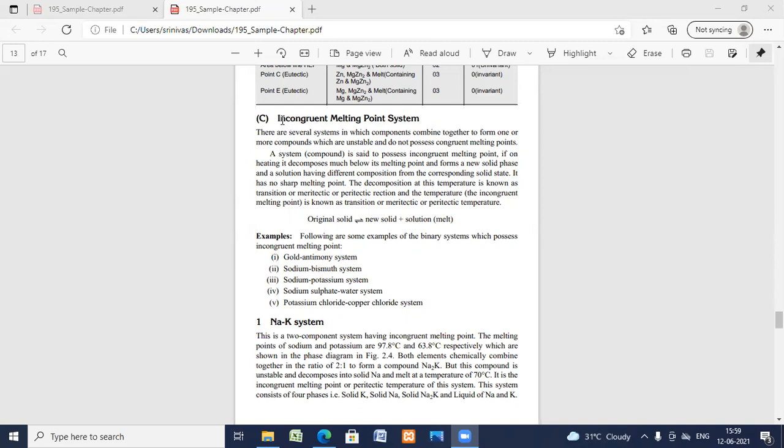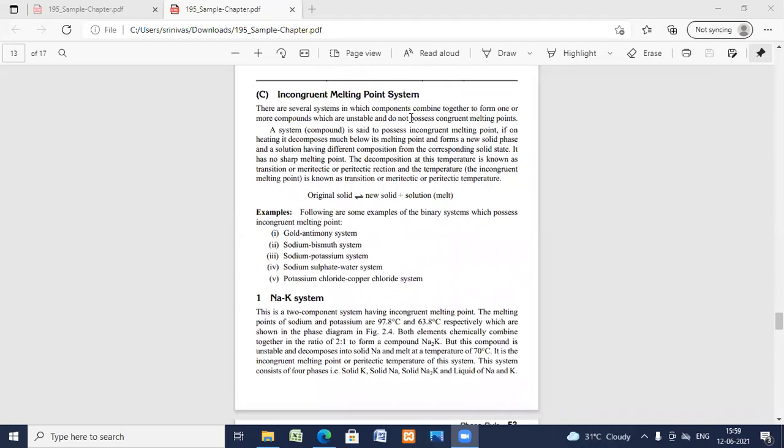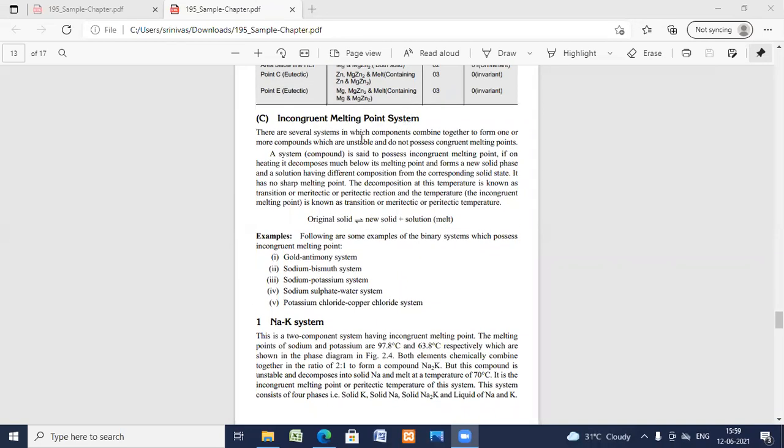Today's class, I'm going to explain about incongruent melting point systems. The phase rule, we have studied the phase rule of the heterogeneous systems. It was proposed by Willard Gibbs in 1874. Here we have discussed about the phase.